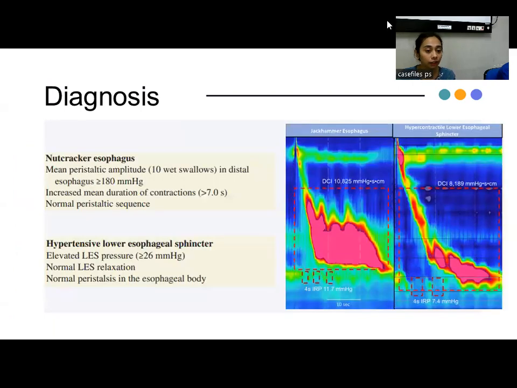For the diagnosis of nutcracker or jackhammer esophagus, the mean peristaltic amplitude in an HRM is more than 180 mmHg, and there is an increased duration of contraction, as we can see in this graph also, of more than 7 seconds. The peristaltic sequence, however, is normal. In cases of hypertensive lower esophageal sphincter, the LES pressure is elevated, but there is normal LES relaxation and normal peristalsis in the esophageal body.